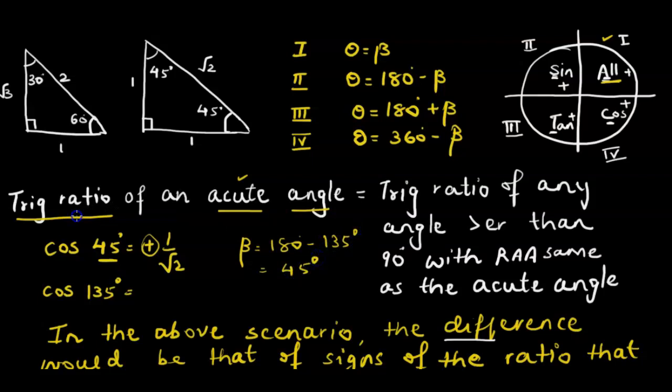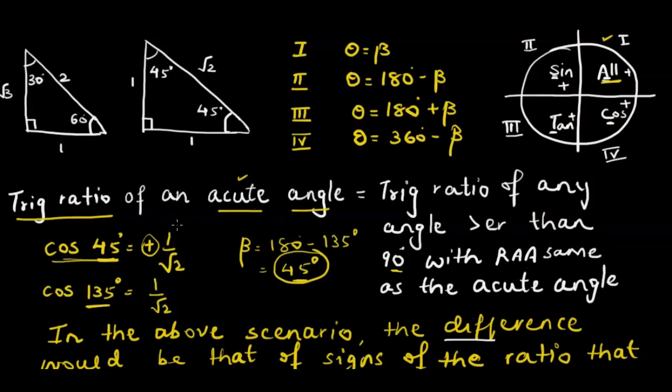So the statement says the trigonometric ratio of an acute angle, 45 degrees, with cos is equal to the trigonometric ratio of an angle greater than 90 degrees with the same related acute angle. Now we are trying to find cosine of 135 degrees. The related acute angle for 135 degrees is 45, and the acute angle 45 that we've got the ratio for is going to give the same ratio as cos 45. So that would give us 1 over root 2.